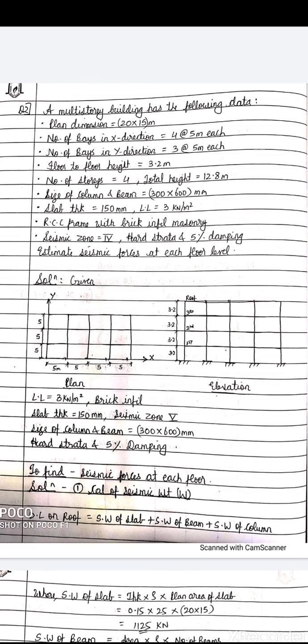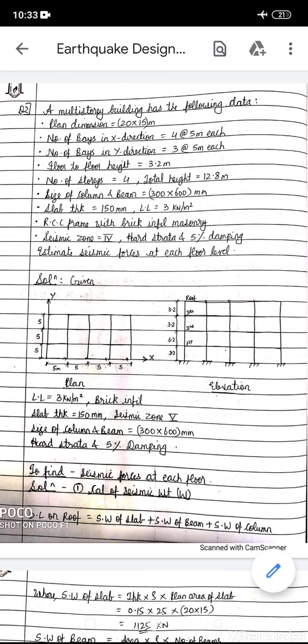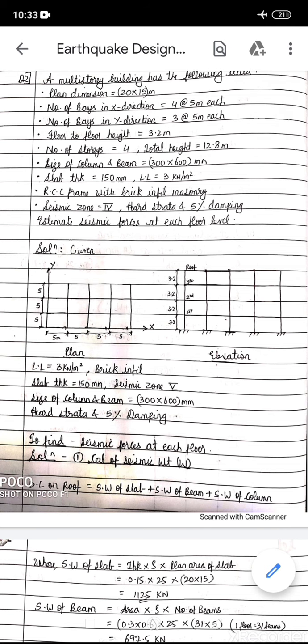In the previous question also we have seen how to find out the seismic forces at each floor level. So this question is different from the first question which we have done. First of all, this is an unsymmetrical plan. And second, we have also been given some extra information, that is damping is given to us and also the size of the beam and column is given to us. So let us see how to proceed in this type of problem.